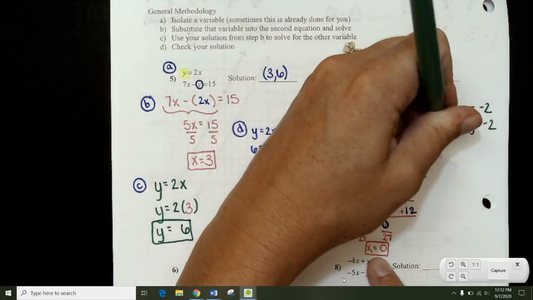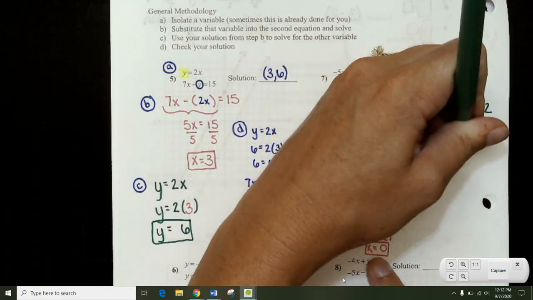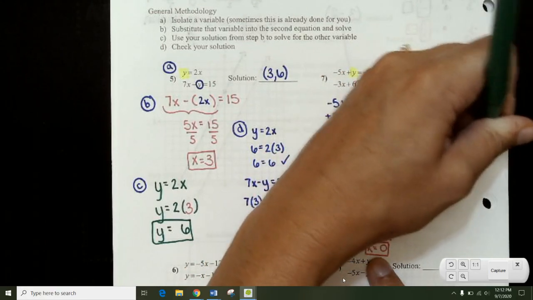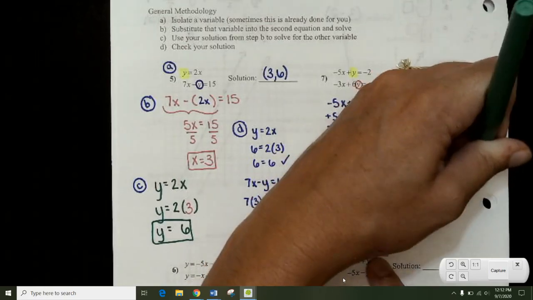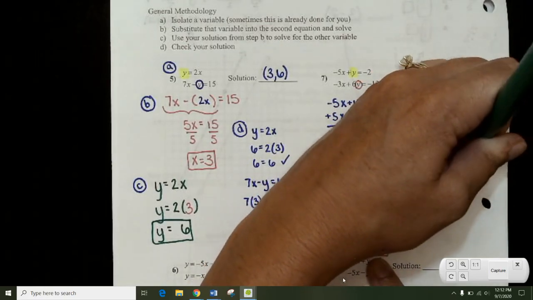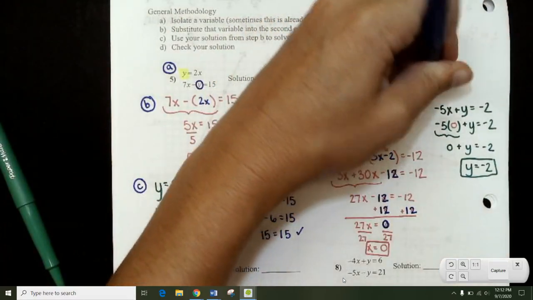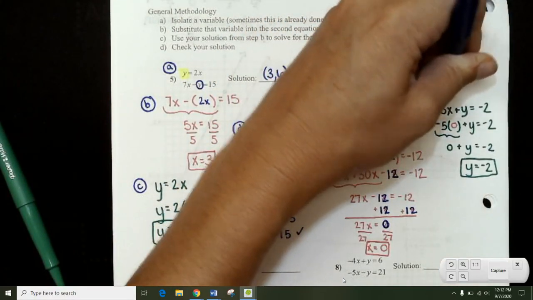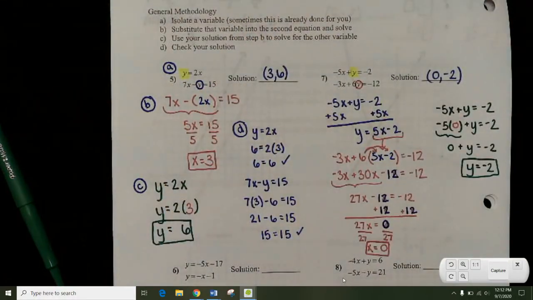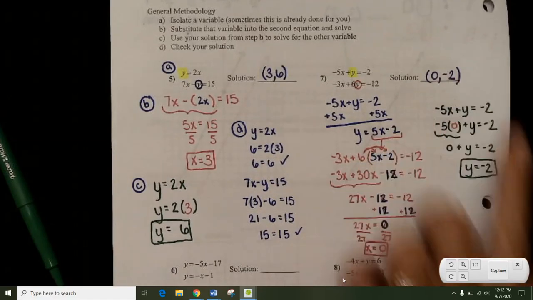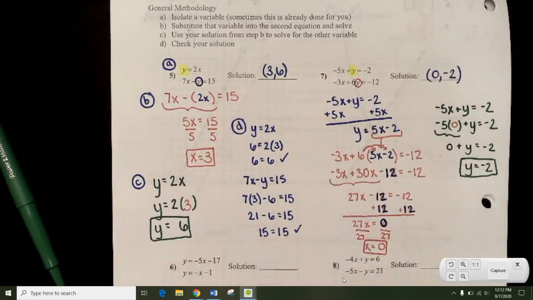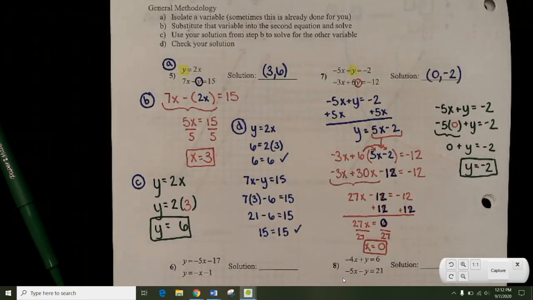So -5 times 0 is 0. 0 plus y equals -2. So clearly y equals -2. So that is my solution, 0, -2. At this point, I plug in x and y into x and y in here, and you should be doing that on your own right now to double check the solution.